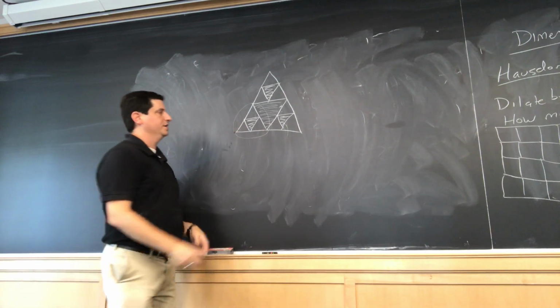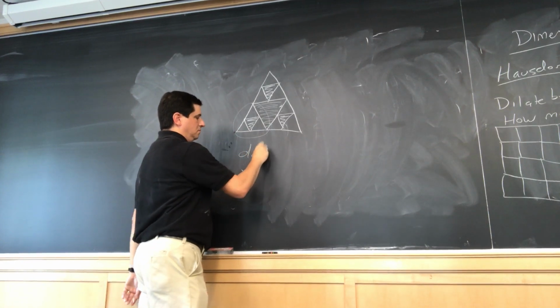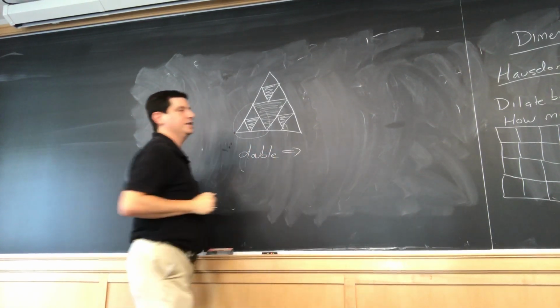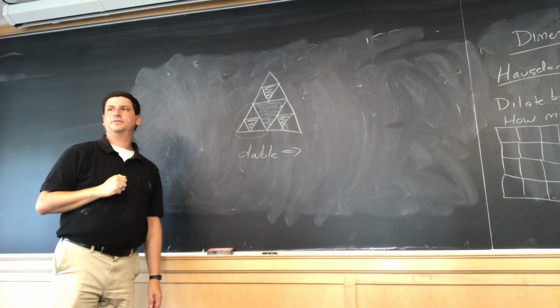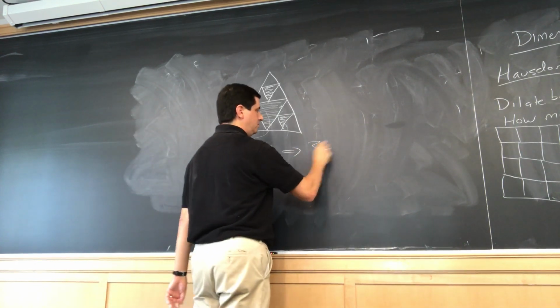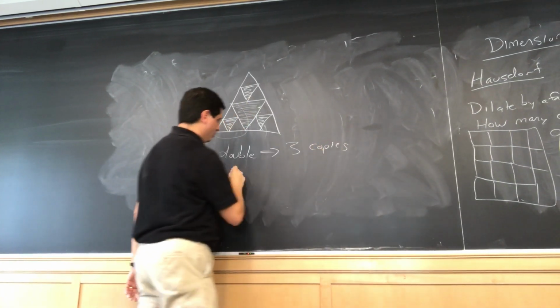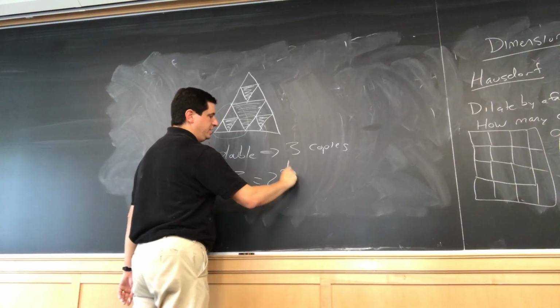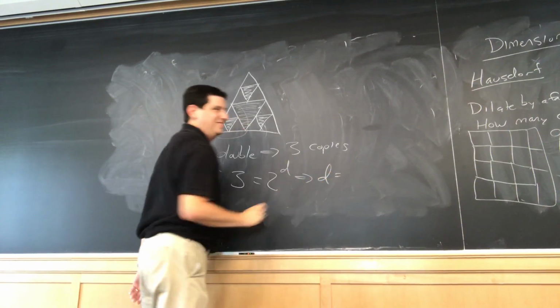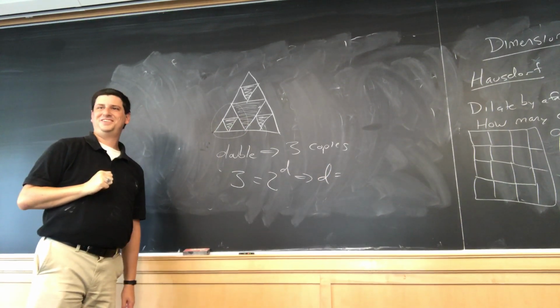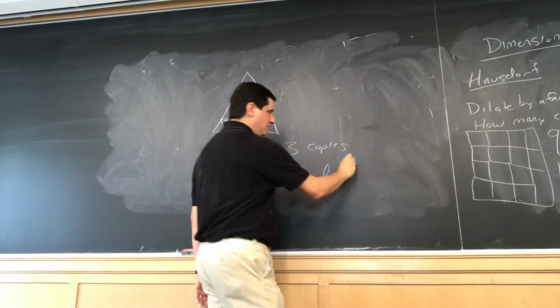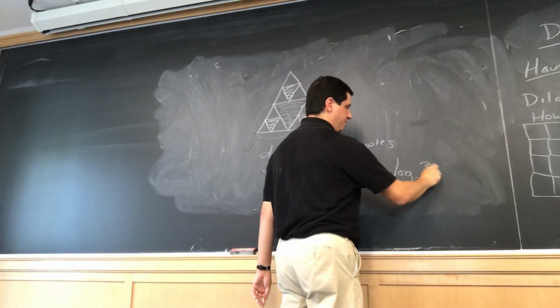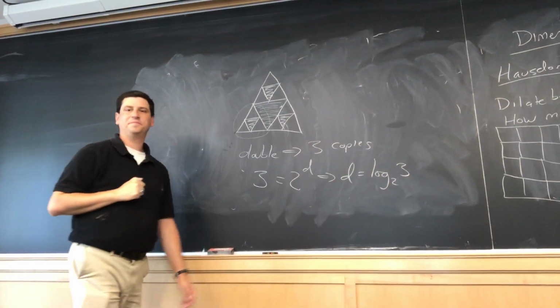So if I double this, how many copies do I get if I double each dimension? I get 3 copies. So 3 should equal 2 to the d. What does d equal? Log base 2 of 3. And what can you tell me about that number?